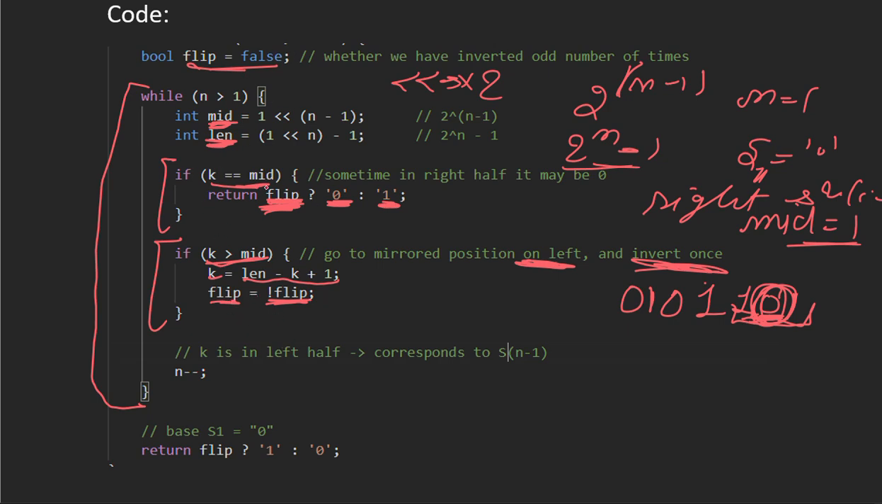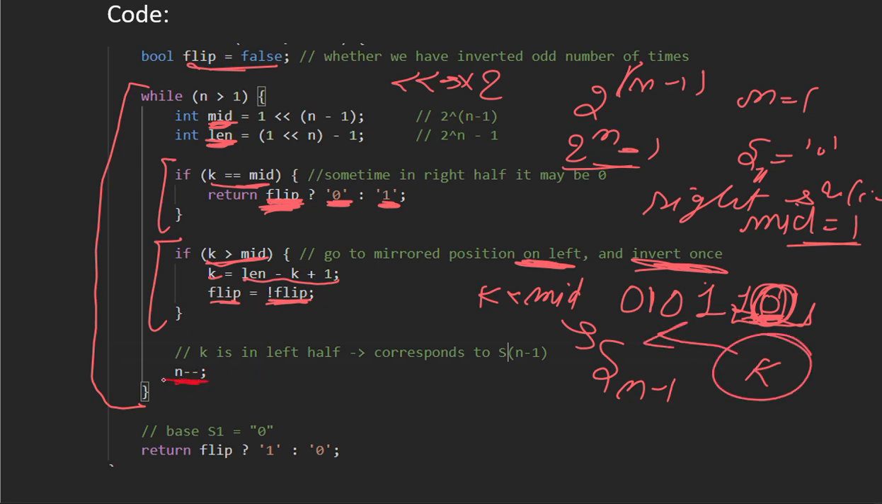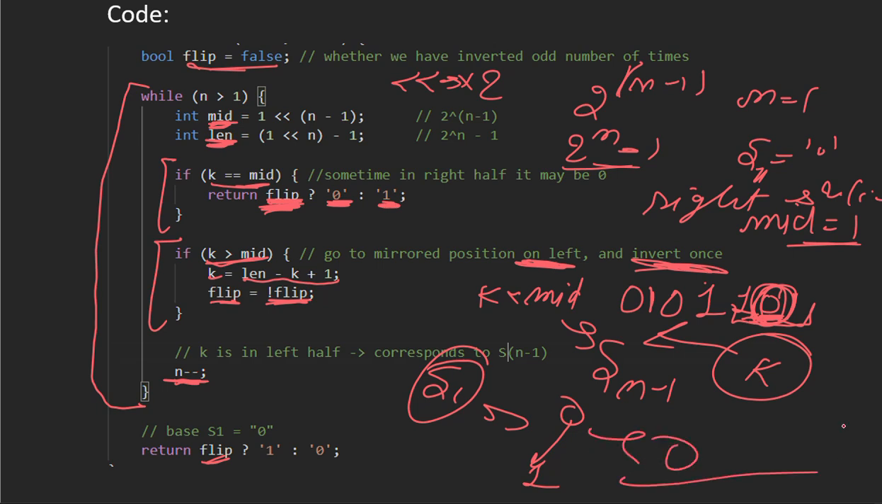So if k is not equal to mid and k is not greater than mid, then that means k is less than mid. In that case we directly check the kth bit in string S(n-1). So we just reduce n by 1, and again check. And suppose we don't get our answer in this, then we check the base condition, that is S of 1. So S of 1 is 0, but if the flip bit is true, then we flip 0 to 1, else we return 0. So I hope I'm able to explain you the whole approach and everything properly.